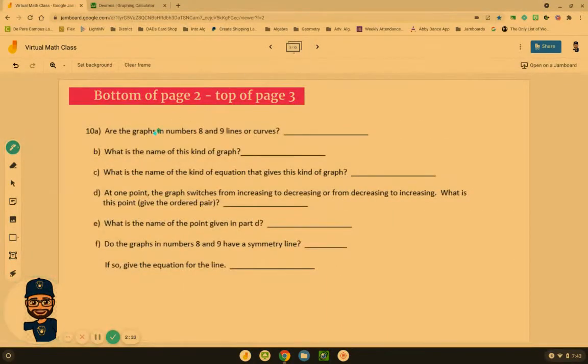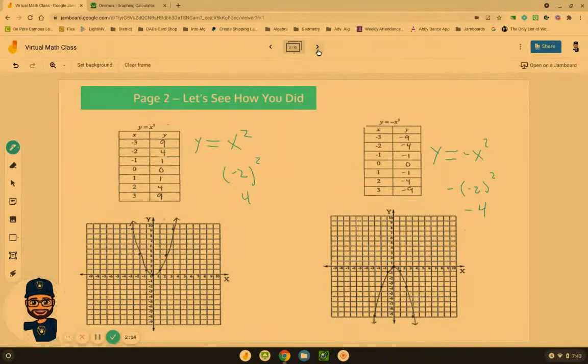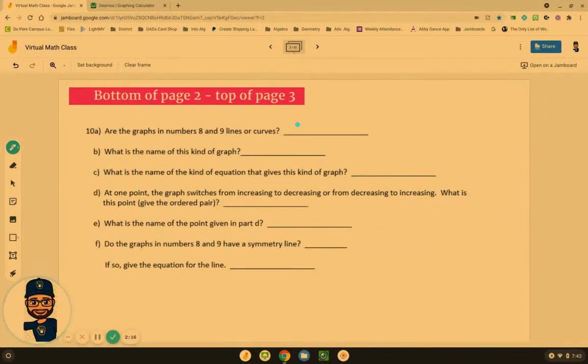All right, so the graphs at number 8 and 9, these two graphs, they're curved. They're not straight lines, right? So they're curves. And I'm hoping you maybe remember what the name of those are. What did you put for letter B? Well, these are called parabolas.